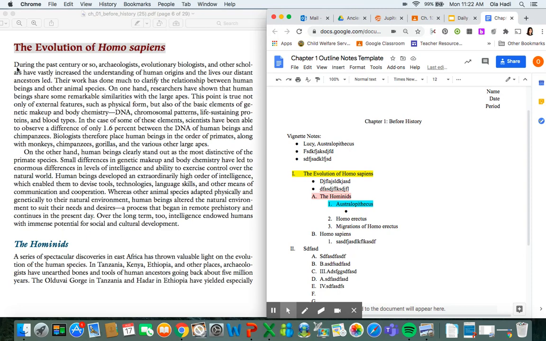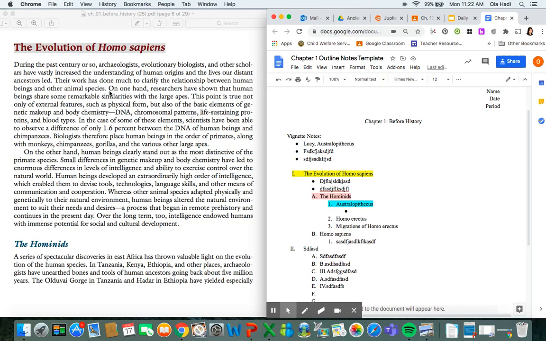So let's start with the very beginning. During the past century, the last 100 years or so, archaeologists, evolutionary biologists, and other scholars, so 1, 2, 3 types of people, have vastly or greatly increased the understanding of human origins, where humans came from, and the lives our distant ancestors led. Okay, so it sounds like we know more about what happened to our distant ancestors than we did before because of the work of these people. Their work has done much to clarify the relationship between human beings and other animal species. Okay, so they've helped us understand more.